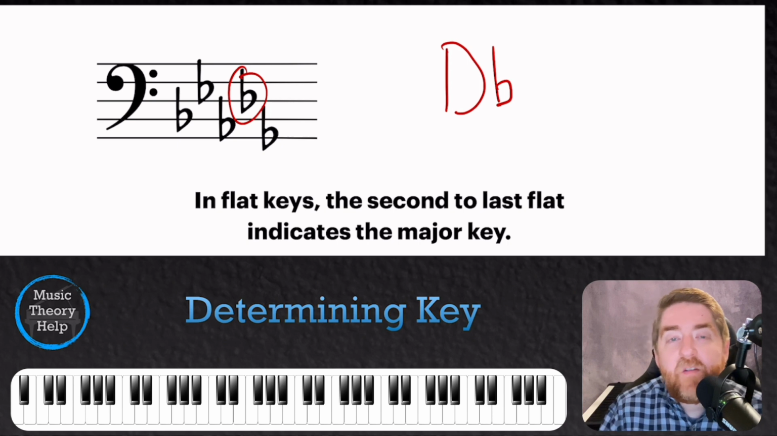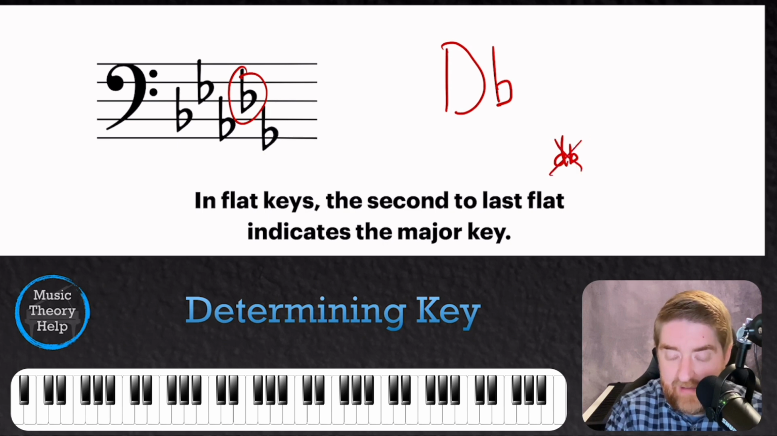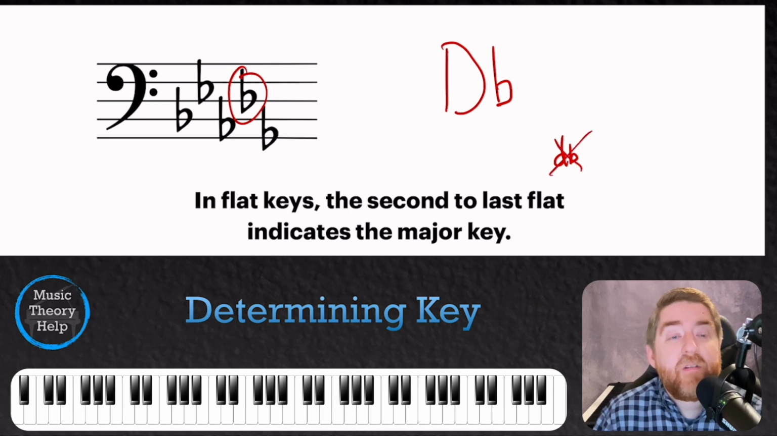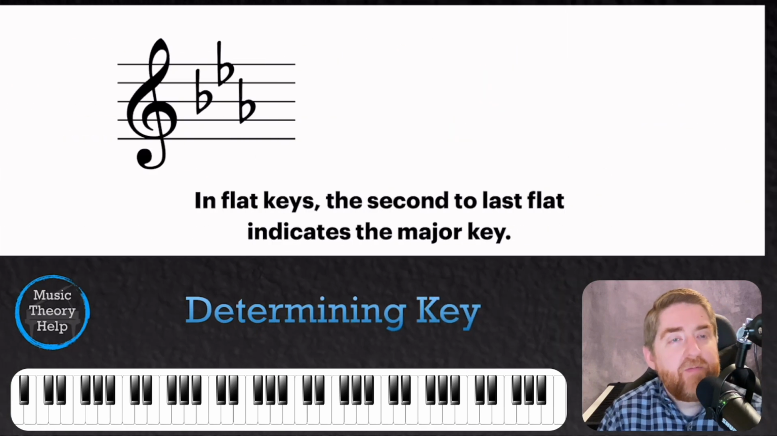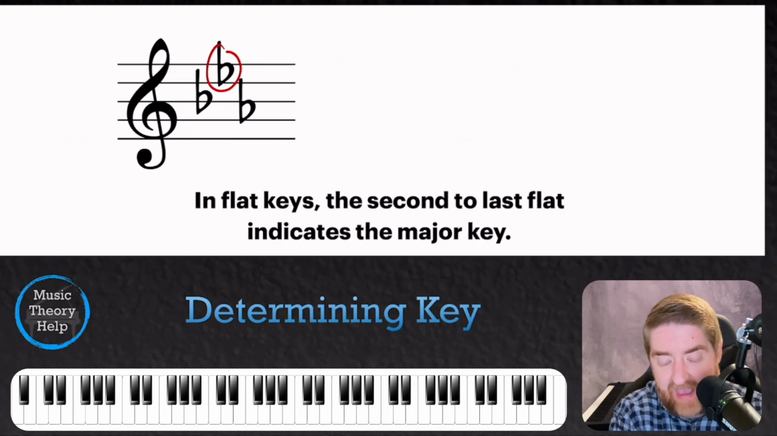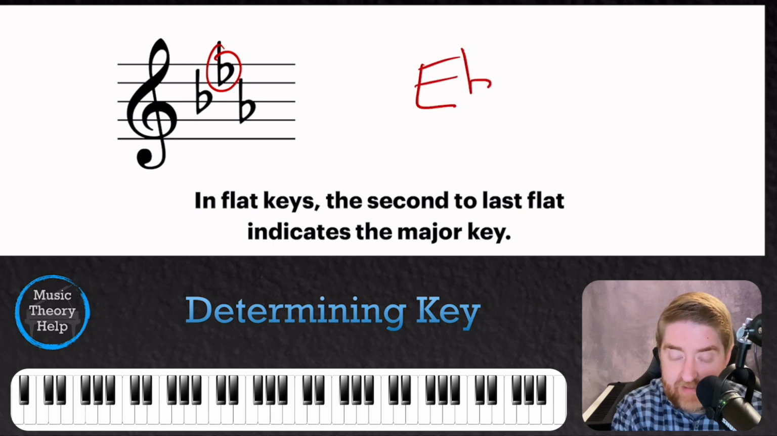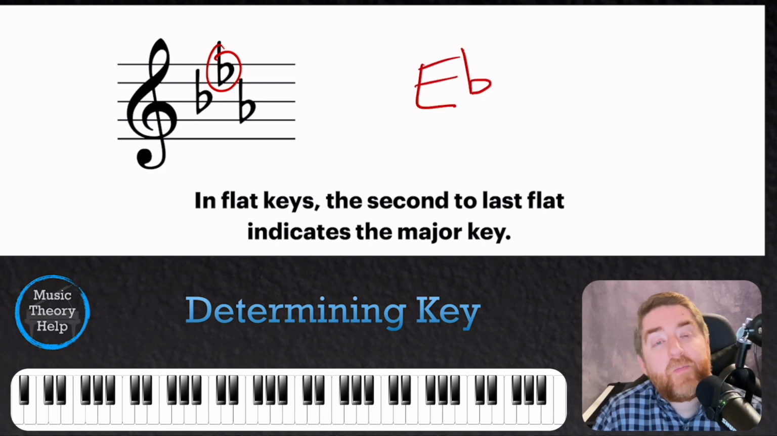By the way, as you're writing answers in homework and quizzes and tests, if you write a capital letter, that indicates major. If you write a lowercase letter, that would represent minor. So if your answer is major, make sure you're writing a capital D for D flat. Let's look at another one. 3 flats. Our second to last flat is E flat. So this is E flat major.